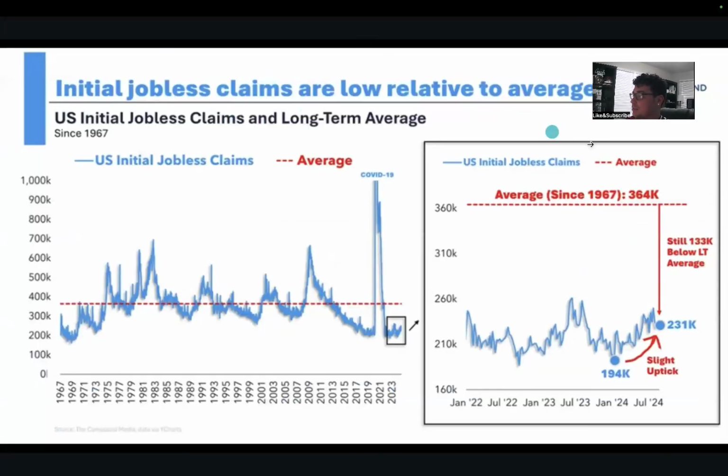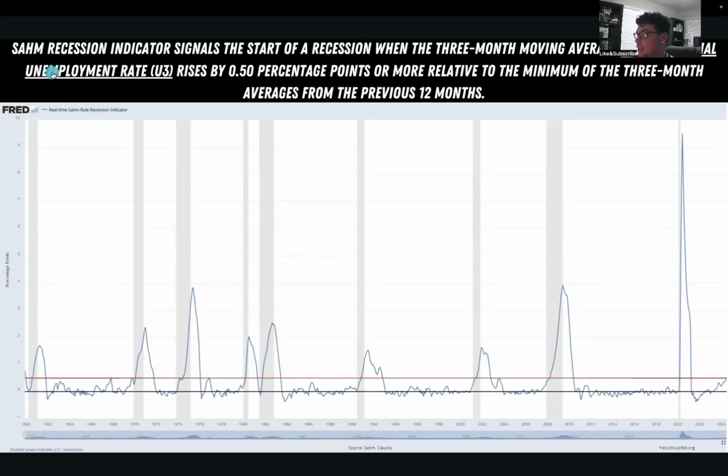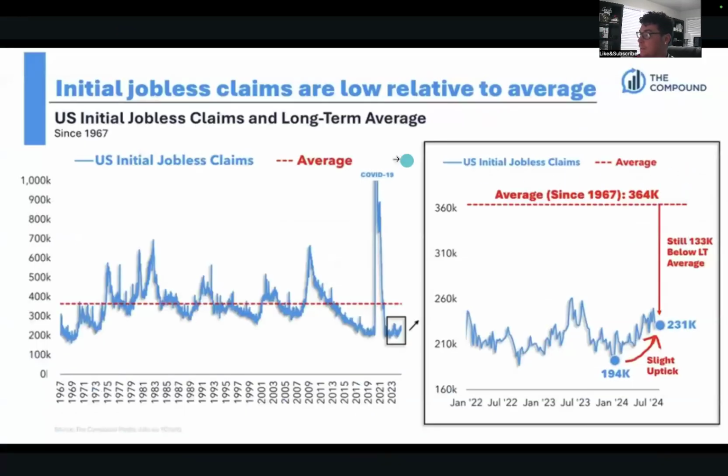Now, initial jobless claims are low relative to the average. Okay, so when we talk about the labor report, and that's a lot of what the Sahm recession indicator focuses on, we're still low relative to the average, right? And so you've got the average here.